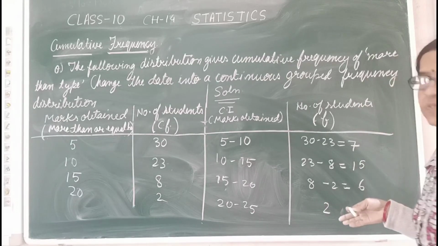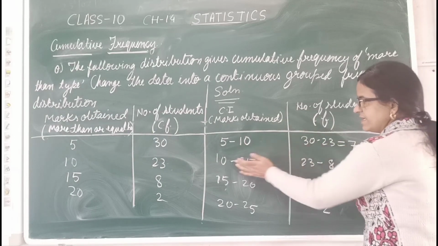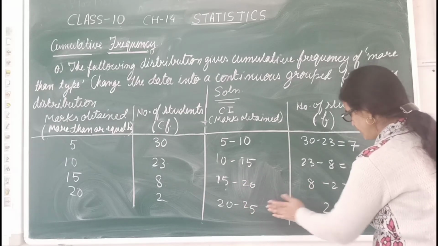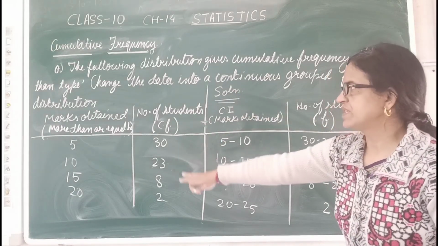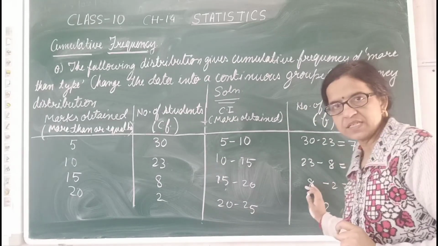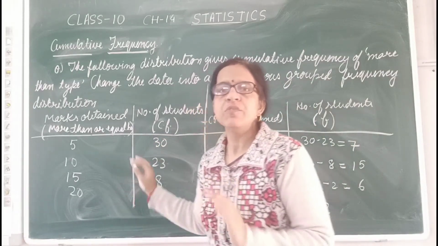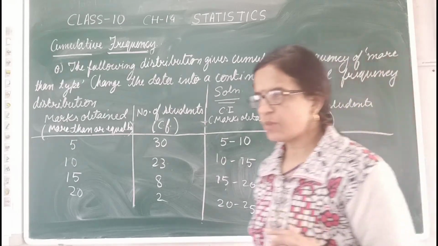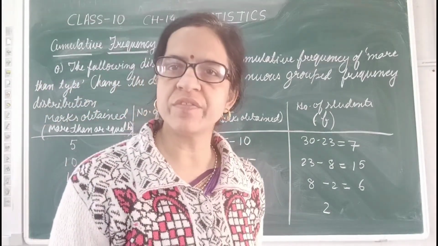So the frequency table we have constructed. Actually the distribution is 5 to 10, 7 students, 10 to 15, 15 students, then 15 to 20, 6 students, and 20 to 25, 2 students. So this is the solution part: the given more than type cumulative frequency distribution has been changed to a continuous group frequency distribution. Similarly, if a less than type frequency distribution is given, we can convert it to the normal form of the frequency distribution. So let us now move to the next section, that is to find the median for discrete as well as grouped frequency distribution.